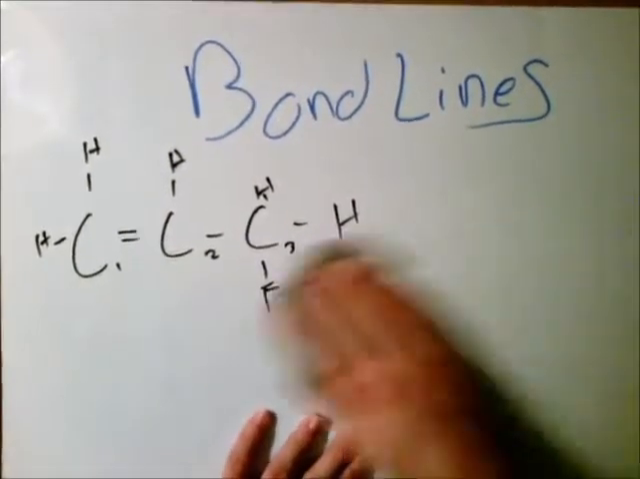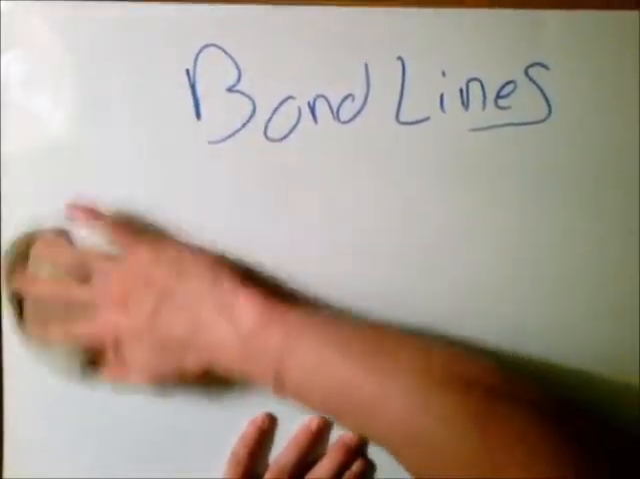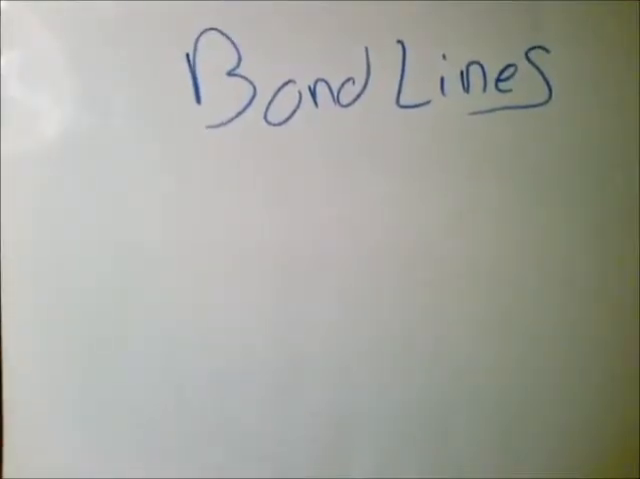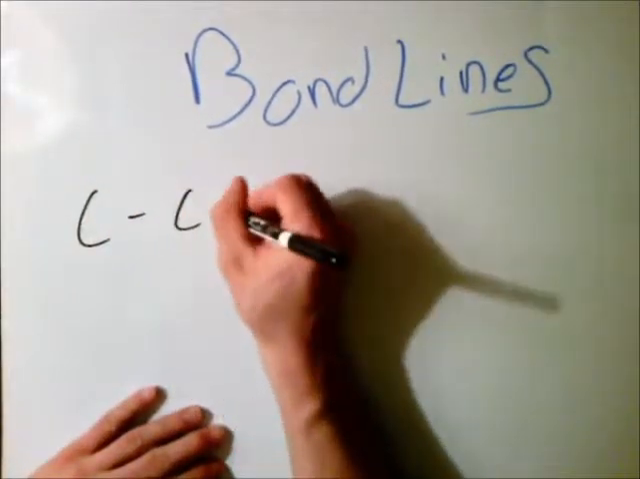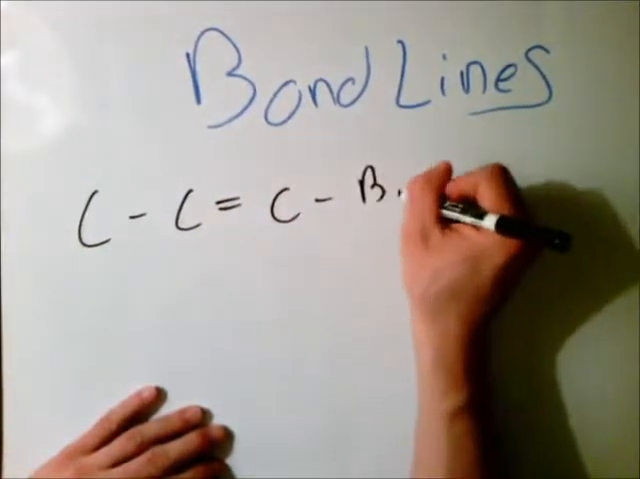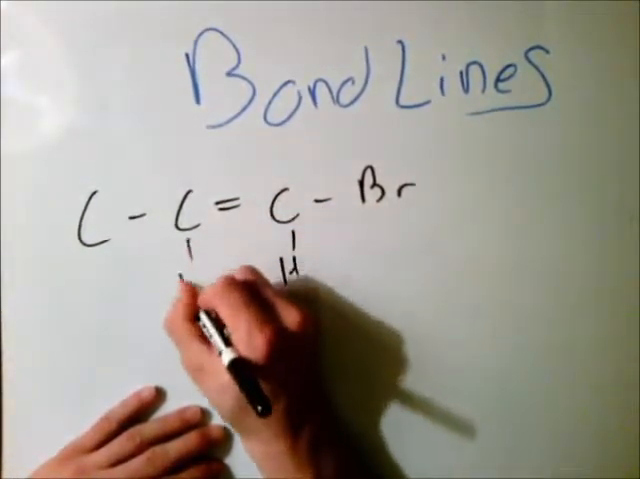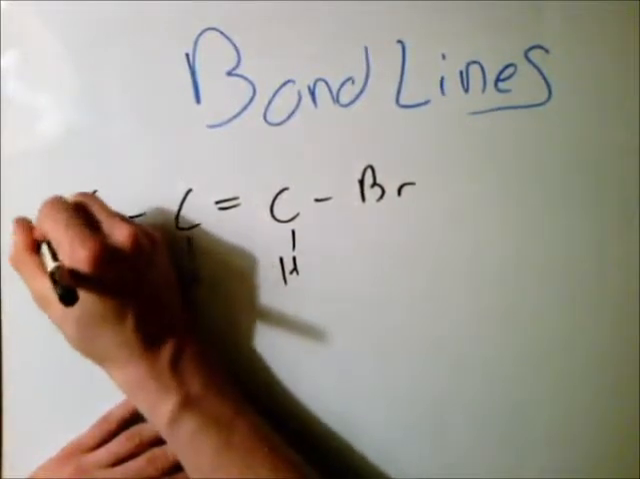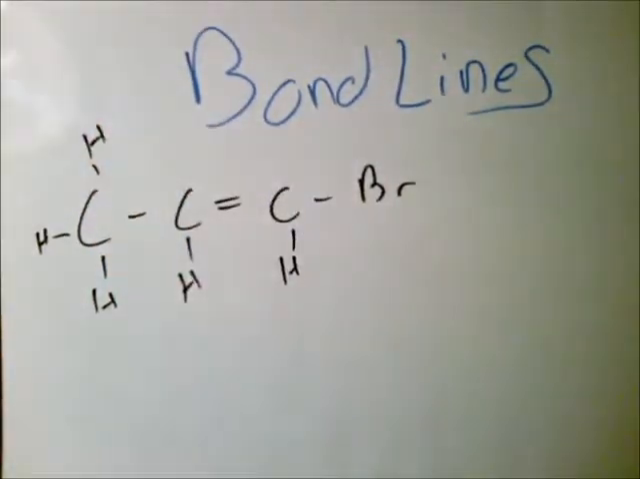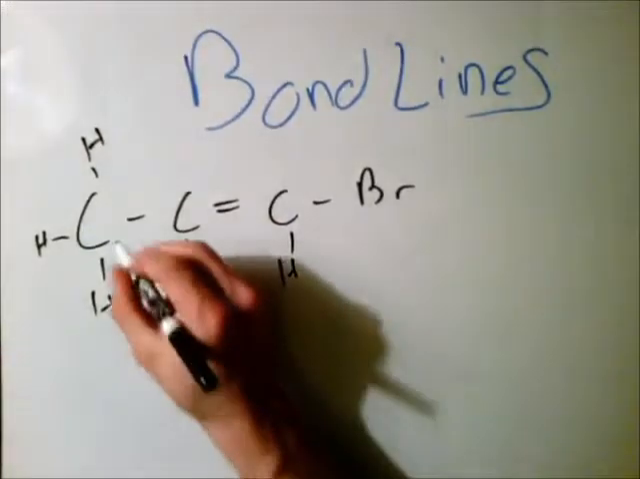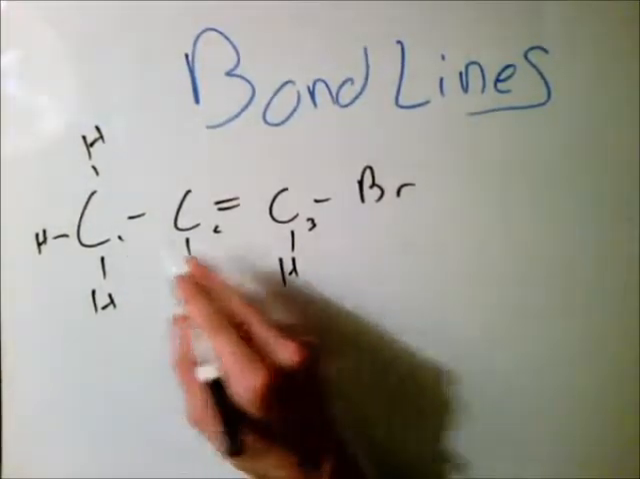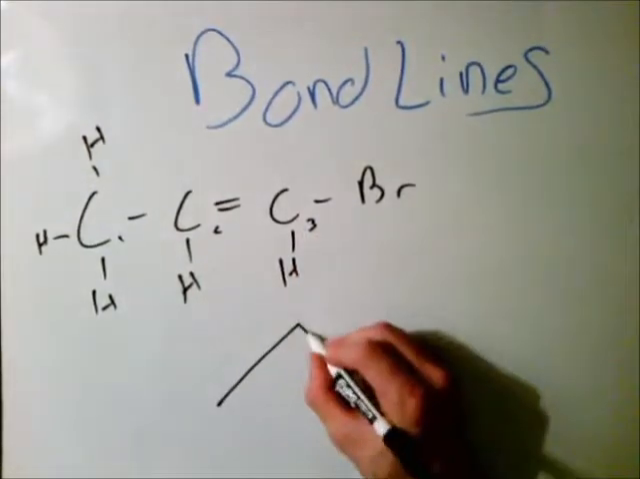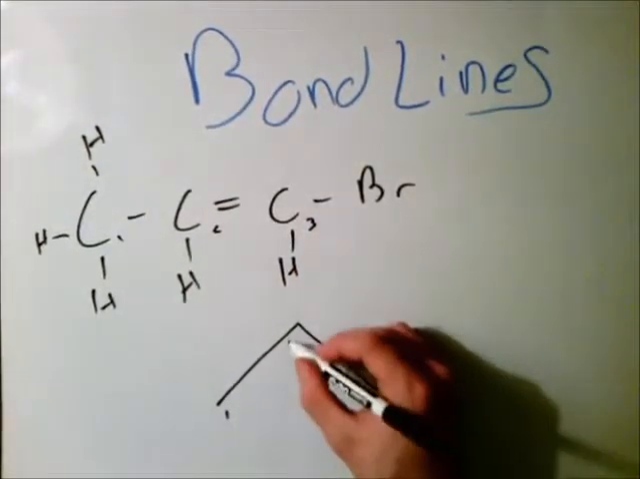So let's jump to a more difficult example. Let's say I have this beautiful compound. I'm pretty tired of drawing all these H's already. Alright, so the first step you should do is number your carbons, so you know how many lines to draw on your bond line structure. 1, 2, 3 carbons, so we're going to draw 3 points and number them accordingly.